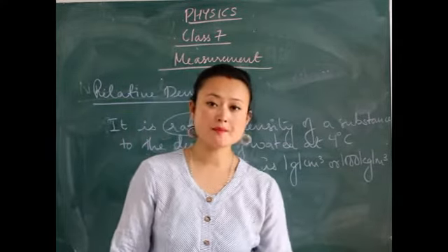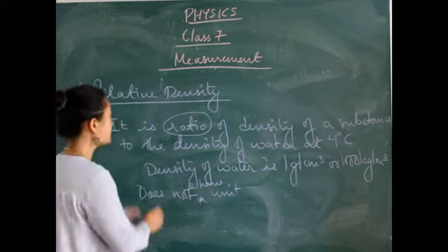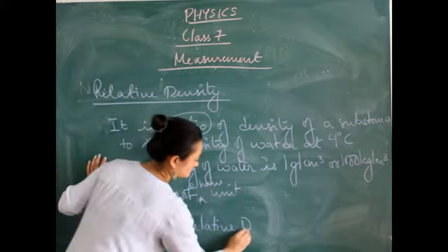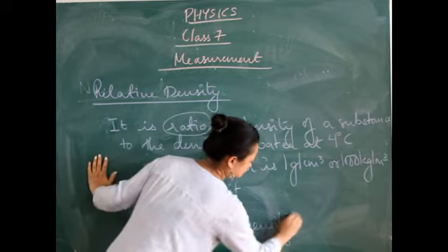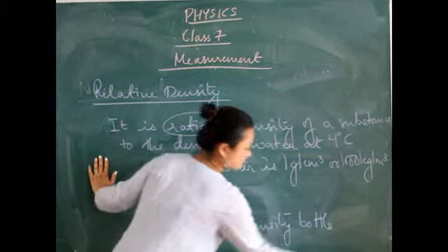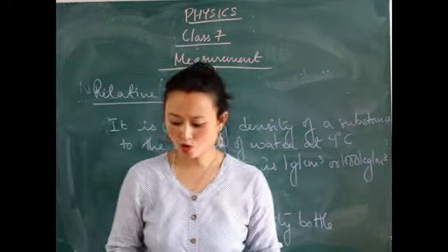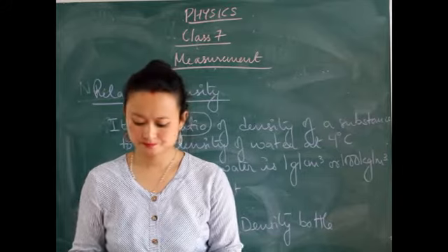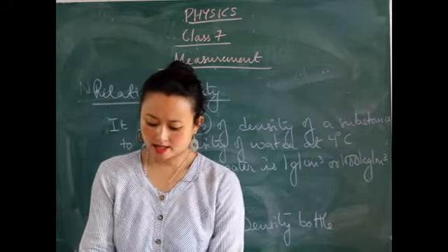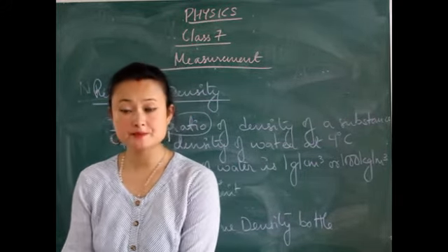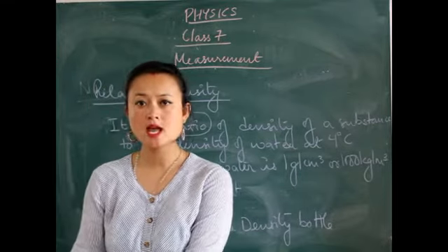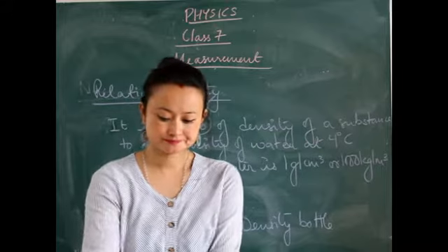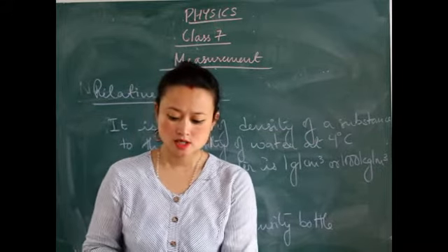And the instrument used for measuring relative density is called the relative density bottle. Okay, and it's made up of glass which has a stopper. So you have it in the picture in page number 23, figure 1.17, if you are referring to your book. That is the picture of the relative density bottle.